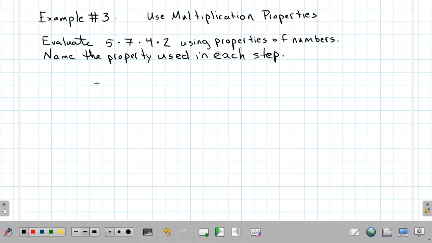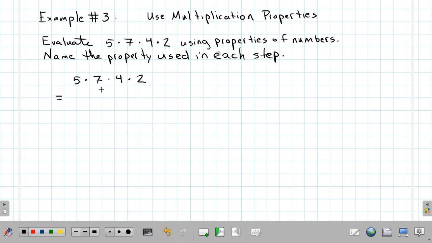Once again, there's nothing stopping us from going and doing 5 times 7 times 4 times 2 in our calculator, okay? Calculator makes this super easy, but once again, let's do this without having to rely on a calculator, and we can make this easier for us by using the commutative and associative properties.